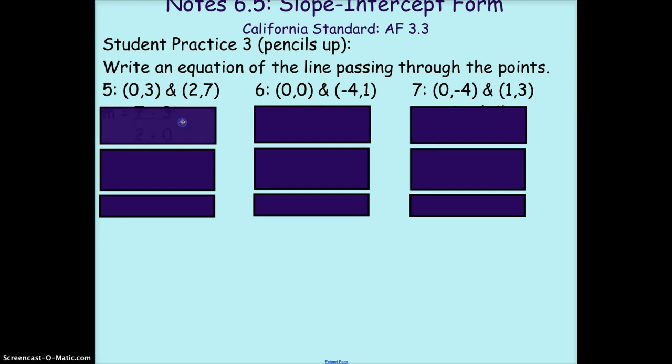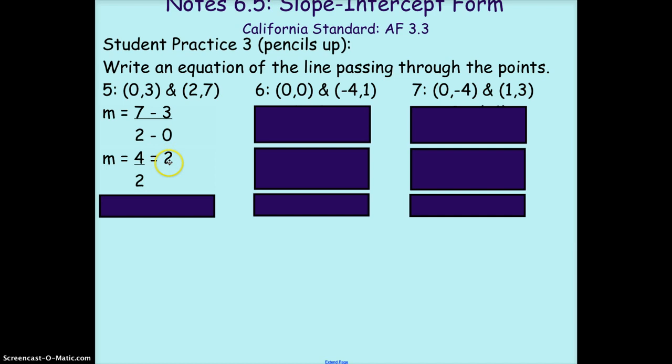Okay, let's take a look. To find my slope, I can use my formula. Okay, so my m is 2, and then the b is obviously 3, because when x is 0, y is 3. So y equals 2x plus 3.